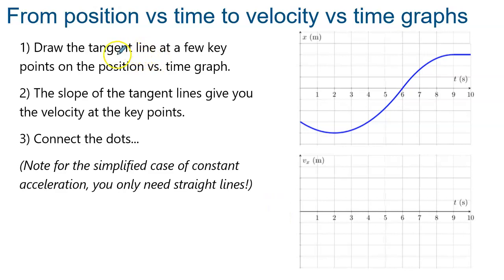The first thing to do is to select a few key points and to draw the tangent line at these points. It's no surprise why we're doing this. We know that the slope of the tangent line on the position versus time graph will give us the velocity. So what key points are interesting in here? I would definitely say t is equal to 0, probably here at the bottom at t is equal to 2, at 6 it seems to be the steepest, and then maybe at 9.